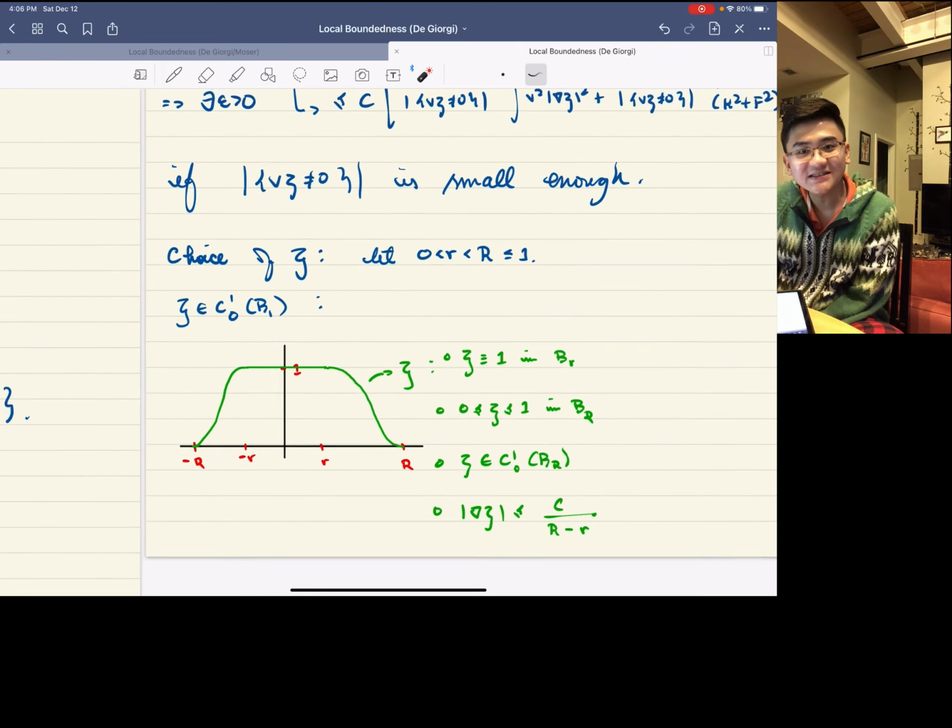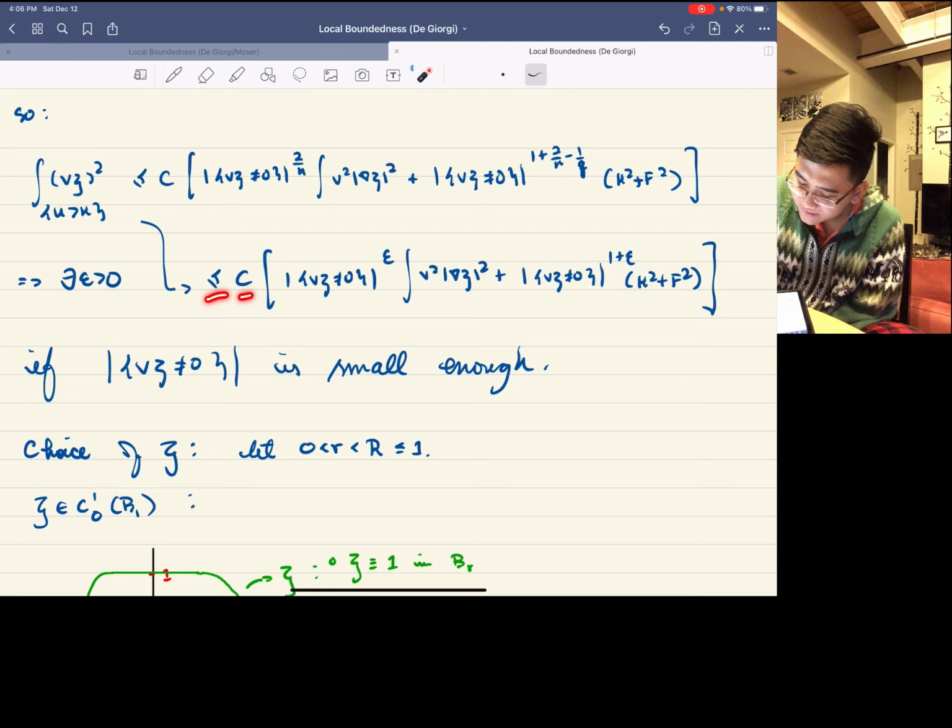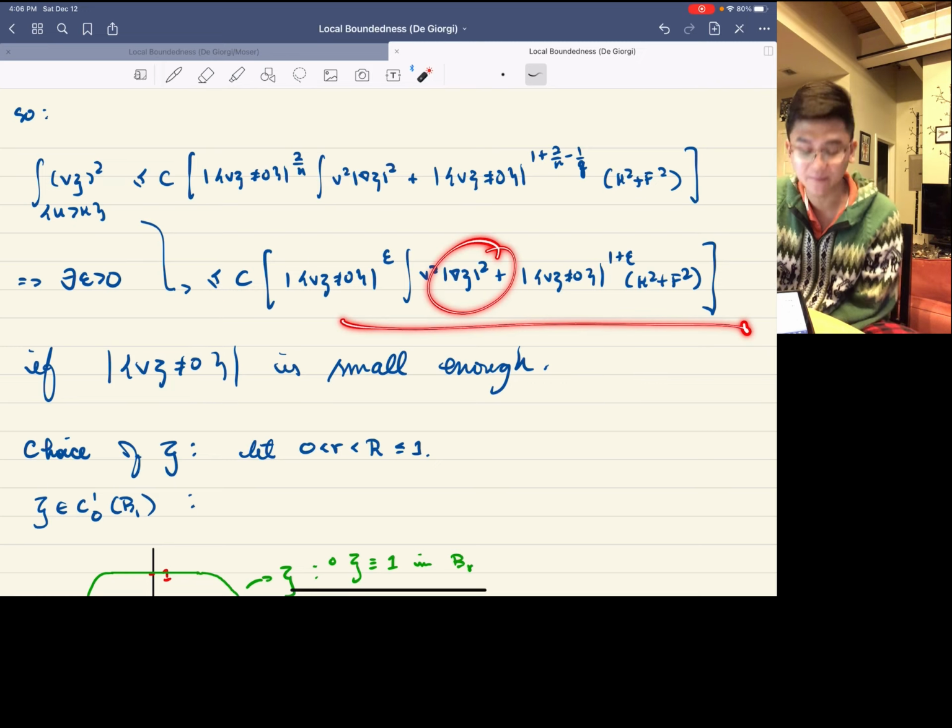So with that choice of zeta, what can we say? We can now estimate this term. So we have this is controlled by this times this. So now we can estimate this term.